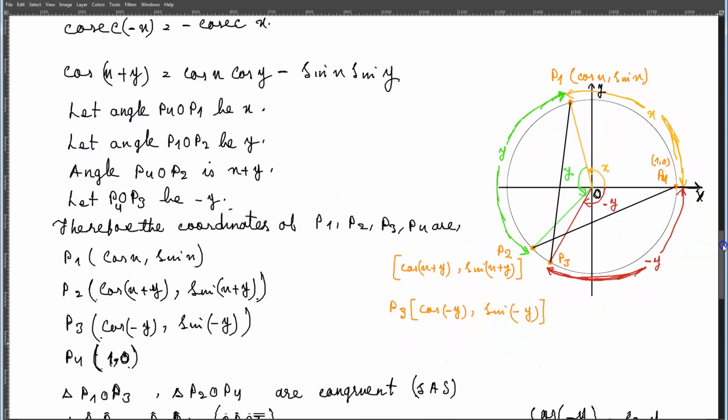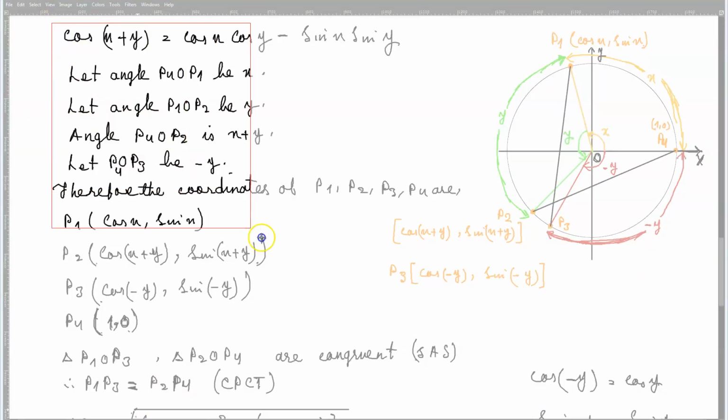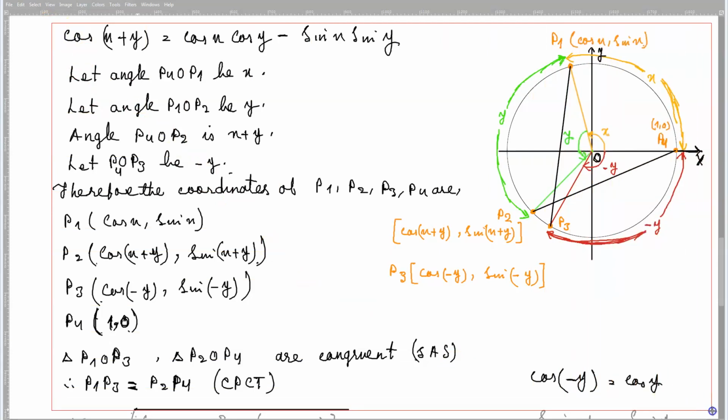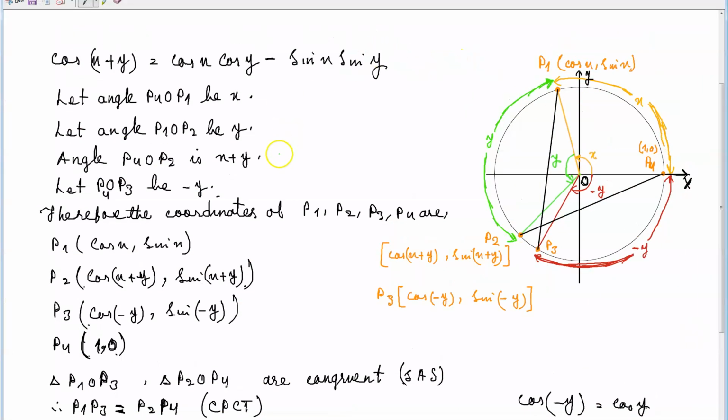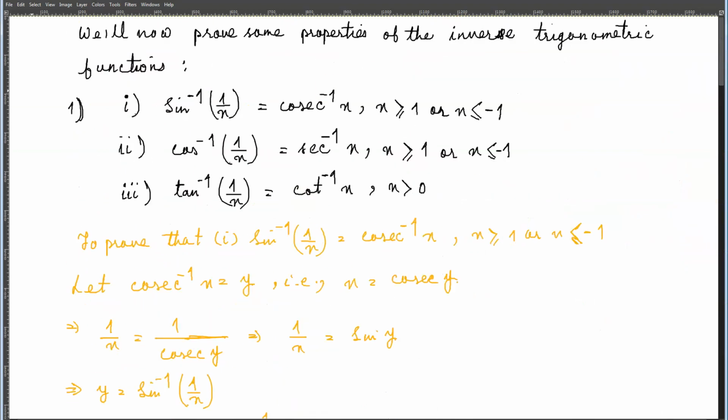I'm going to make a screenshot here. What happened? Okay, so now let's create a new layer here. Okay, so now to calculate P2 P4.